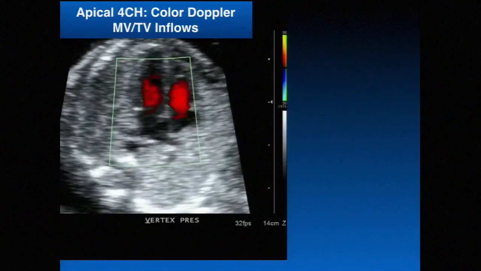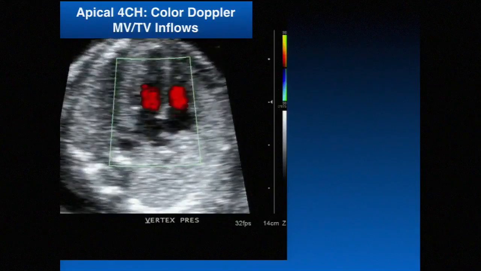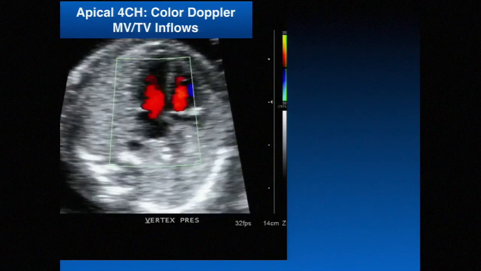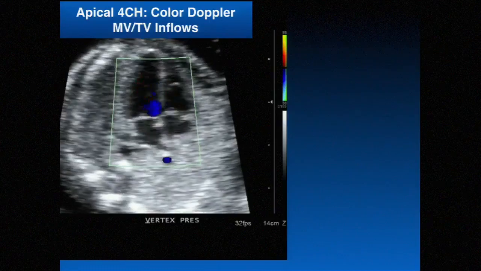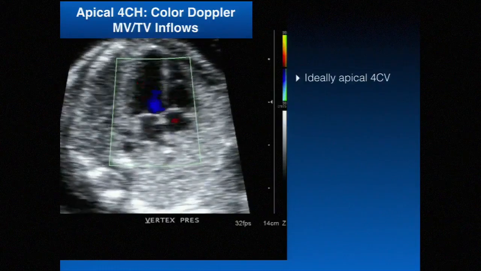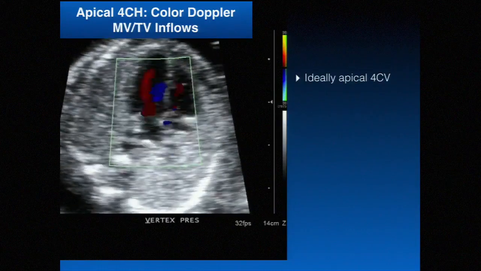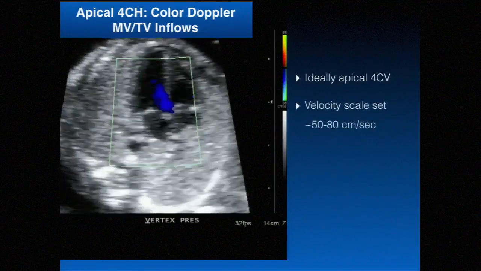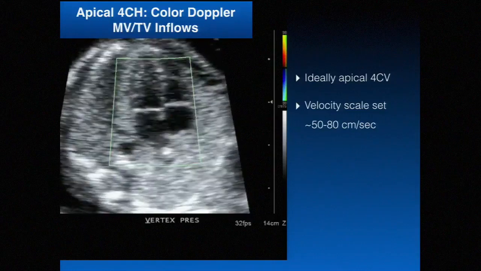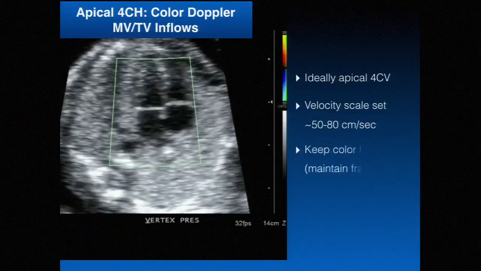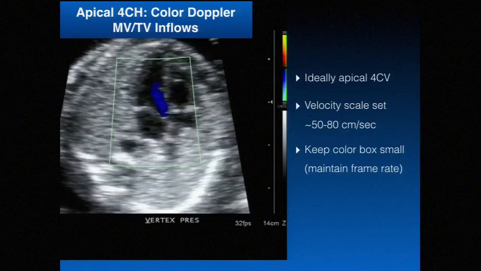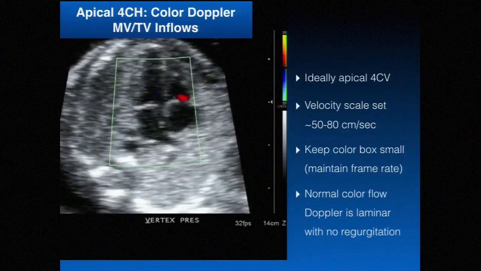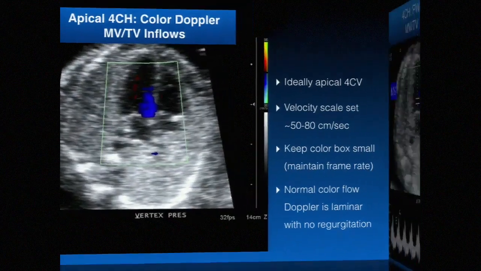So again, next, I've already looked at the mitral and tricuspid valve in 2D. I'm putting the color on to confirm that there's nice laminar forward flow. So ideally the apical 4-chamber view is where you want to do this because you're coming in parallel with the direction of flow. Your velocity scale is going to be somewhere between 50 to 80 centimeters per second. You want to, again, keep your color box small, of course, to maintain the frame rate. And again, nice laminar flow with no regurgitation is what we're looking for.